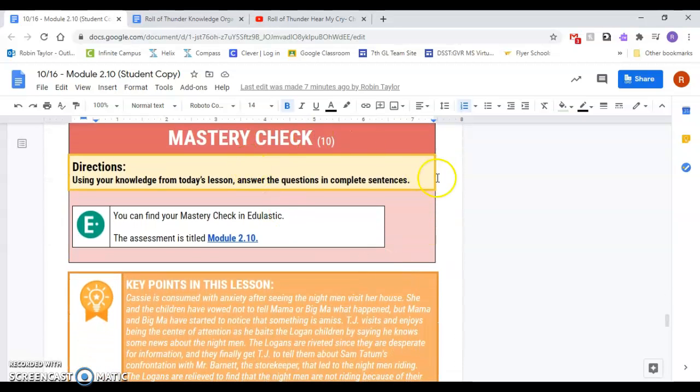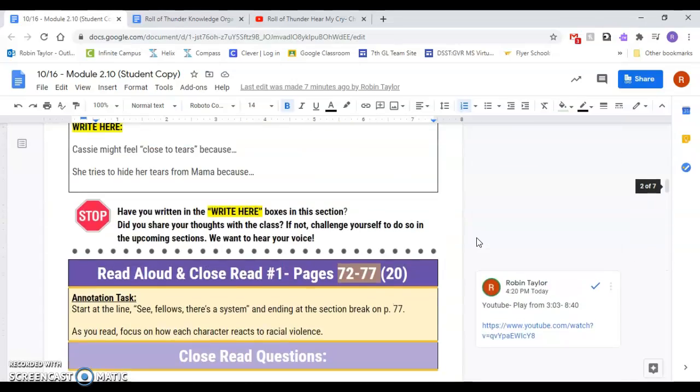Lastly, you are ready for your mastery check. It is module 2.10 in Edulastic. And you are essentially looking at 3 different characters and comparing how they react to violence and how their differing amounts of naivete, which is just how naive they are, impacts their view of the racial violence that's just happened.